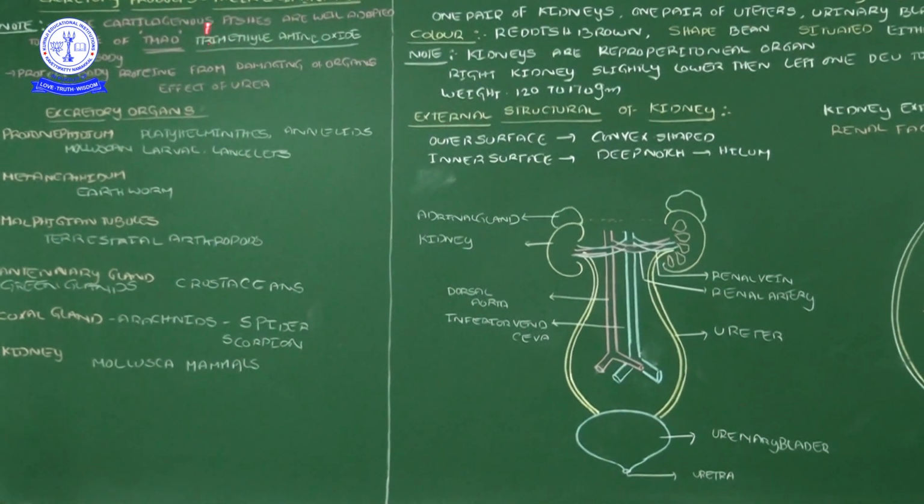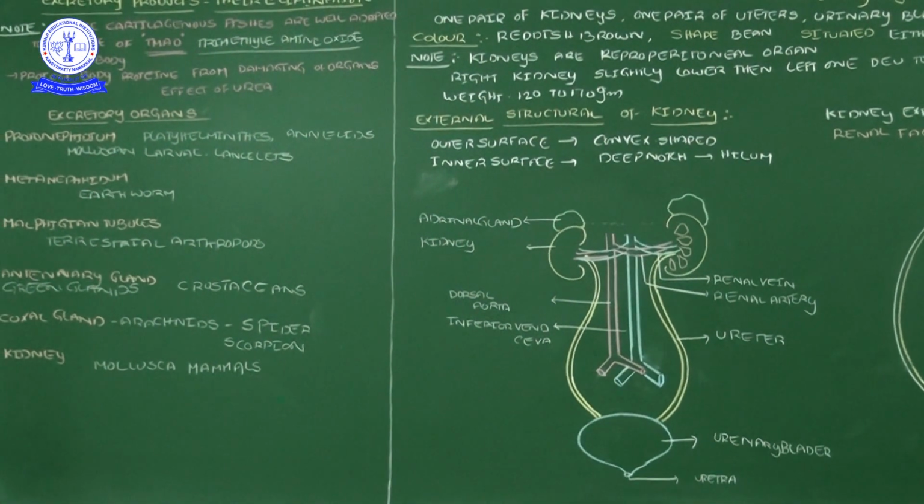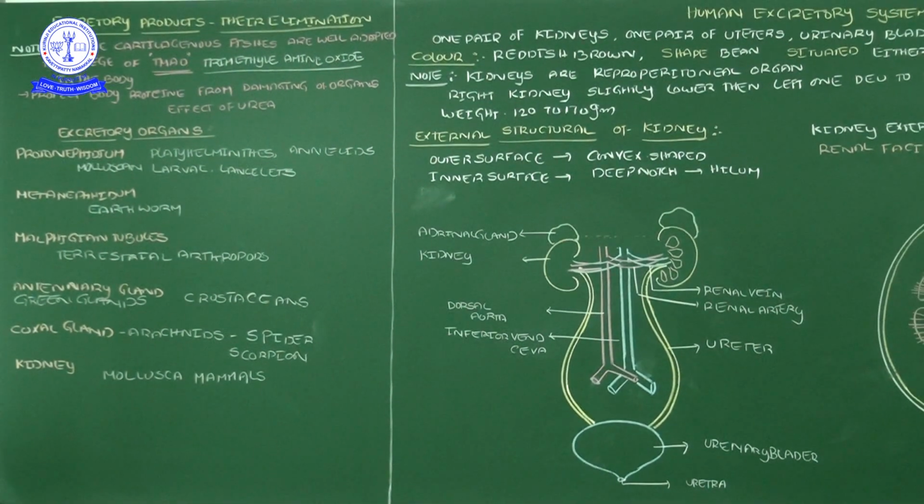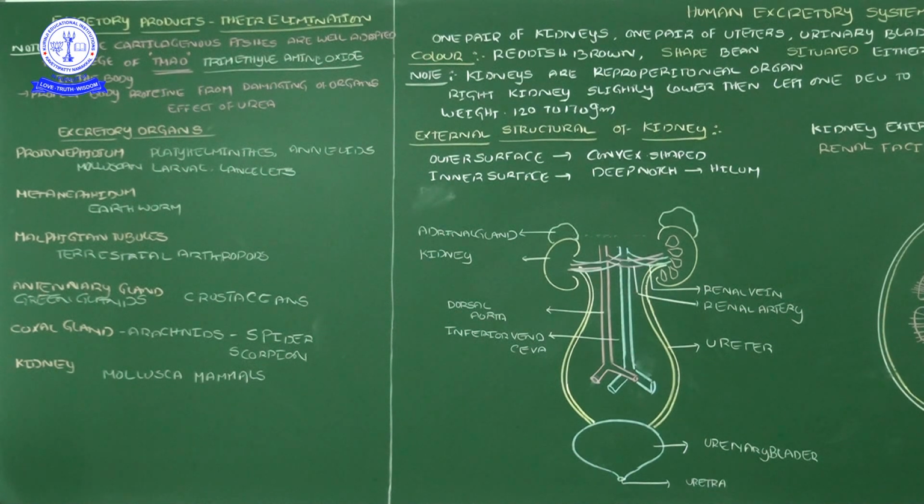Some cartilaginous fishes, that means maximum marine fishes, have a body made up of cartilaginous tissue, I mean flexible bone. These cartilaginous fishes are well adapted to store TMAO in their body. What is TMAO? It is a chemical substance, trimethylamine oxide. Why do these cartilaginous fishes store it in their body? This chemical substance maintains a body fluid concentration similar to the external seawater.